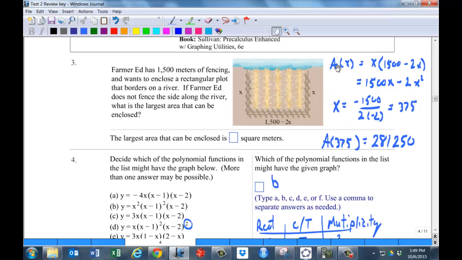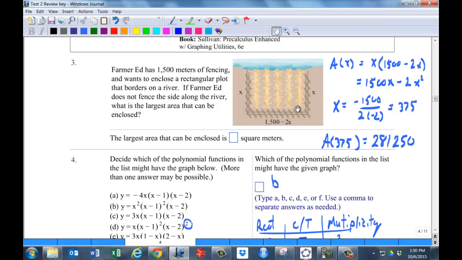Well, the area is just the length times the width. So if we let the width be this and the length be x, then we've got x times the width, and we get a quadratic here. And basically the question boils down to finding the vertex of this quadratic. We do that by x equals negative b over 2 times a, and we see that x is 375.